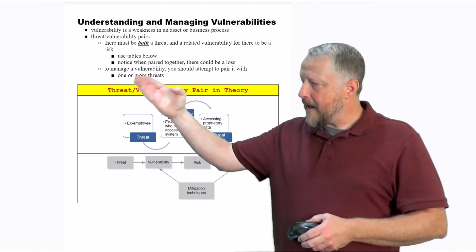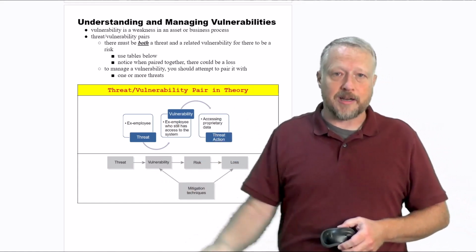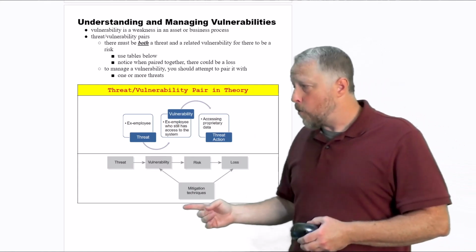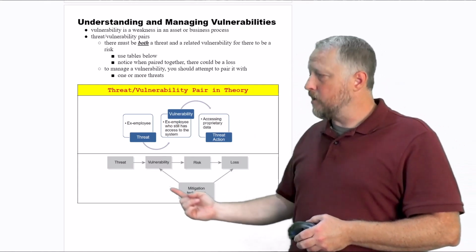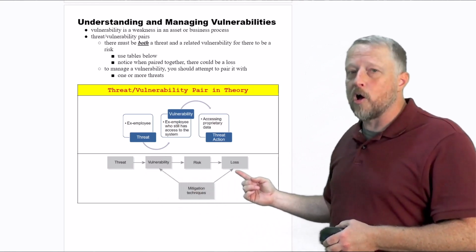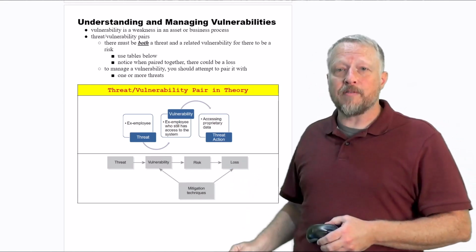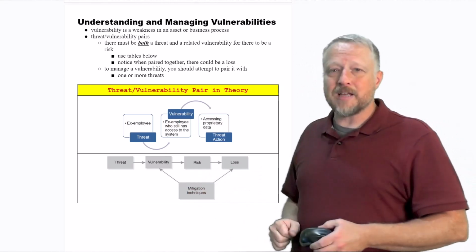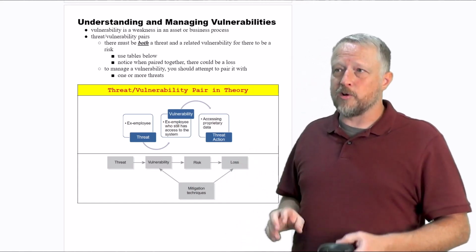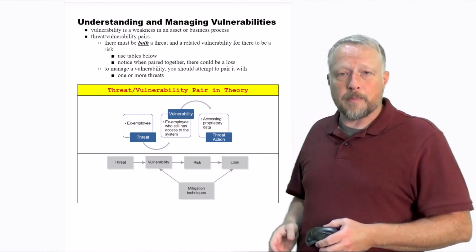So when we're managing a vulnerability, you should attempt to pair it with one or more threats like I just talked about. Now, where does mitigation come into this? Frankly, in two aspects. You really want to try to mitigate any type of vulnerability before it gets to a loss, okay? But then we have to check the mitigation if we do have a loss. How do we mitigate that type of loss? So mitigation also means how do we fix it or reduce the impact. That's mitigation when it comes to the overall topic that we're talking about here.